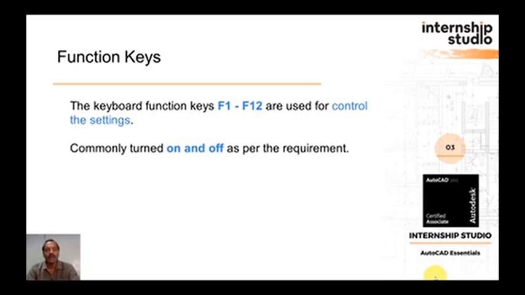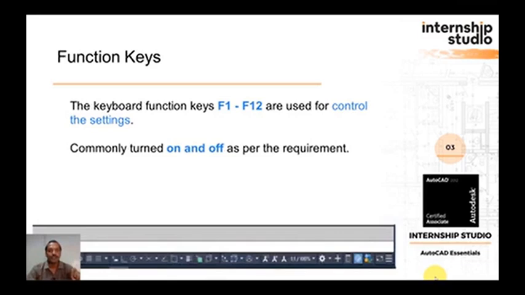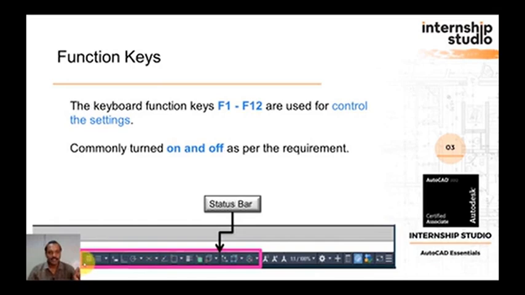Function keys control the settings in AutoCAD. We can control the default settings or change the settings for our requirements. We can switch on and switch off those controls by using the same keys. We can find whether those function keys are on or off by the status bar at the bottom of our AutoCAD screen. These are the buttons, or the symbolic representation, of these function keys.